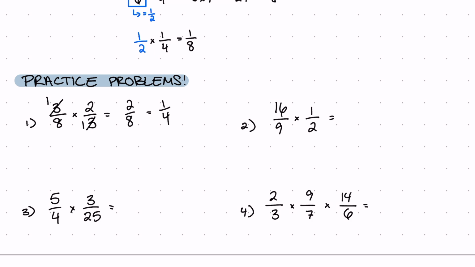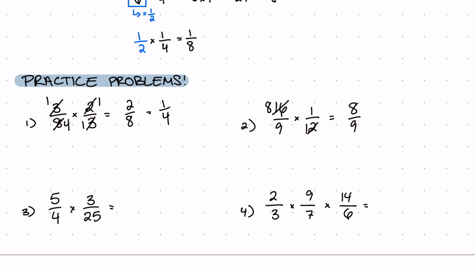And if you notice that right away here, that's great. You can divide them by 2 right away. Now in the second one, 16 over 9 times 1 over 2. So 16 and 2 are both divisible by 2. So right away you can divide them by 2 to get 8 and 1. So now we have 8 times 1 over 9 times 1. So that's just 8 over 9.